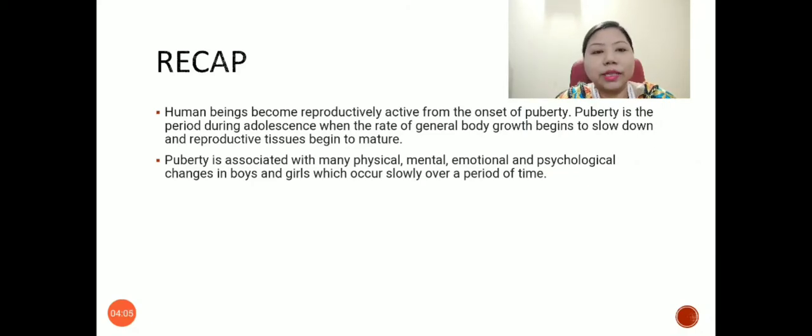So puberty is associated with many physical, mental, emotional and physiological changes in boys and girls, which occur slowly over a period of time. That means during puberty there will be change in the physical appearance, there will be change in the emotions of the boys and the girls, and then also physiological changes will be seen. So this is what we have learned in the previous class.